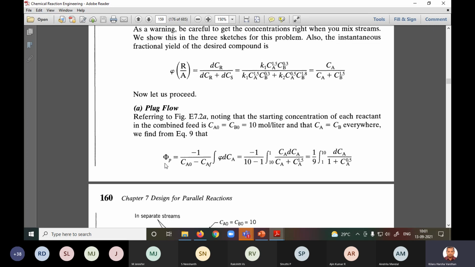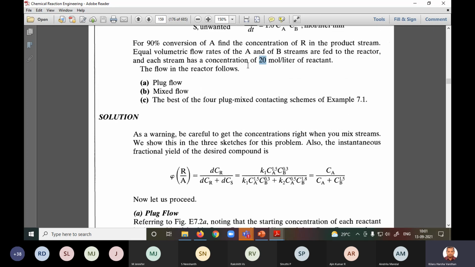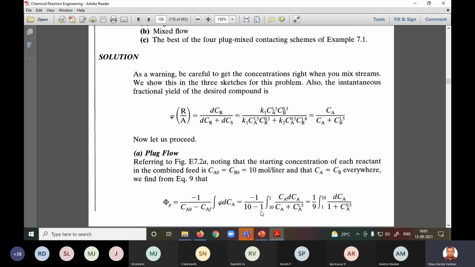So phi p, that is the overall yield, is -1 divided by Ca0 minus Caf into the integral of phi dCA. This is the expression to calculate the overall fractional yield from instantaneous yield. Instantaneous yield is this, so substitute that. So Ca0 is 10, initially it is 10. Caf is 1 because 90% conversion is required. 90% conversion starting with 10, then you get 1. Am I right? For 90% conversion. So that is why Caf is 1. Integral, again, 10 to 1, Ca0 minus Caf.